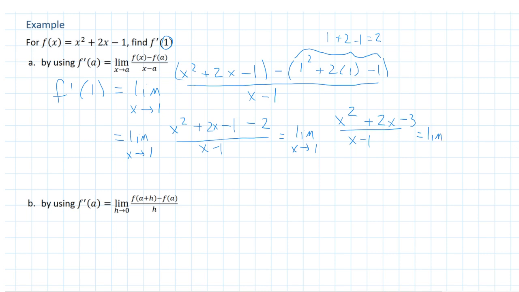Now that numerator is going to factor into x minus 1 and x plus 3, which you can verify by just FOILing it out. Now at this point, the x minus 1 will cancel with the x minus 1, and we're just left with the limit as x goes to 1 of x plus 3. And so just directly substituting in and letting x go to 1 will give us that f prime of 1 is equal to 4.